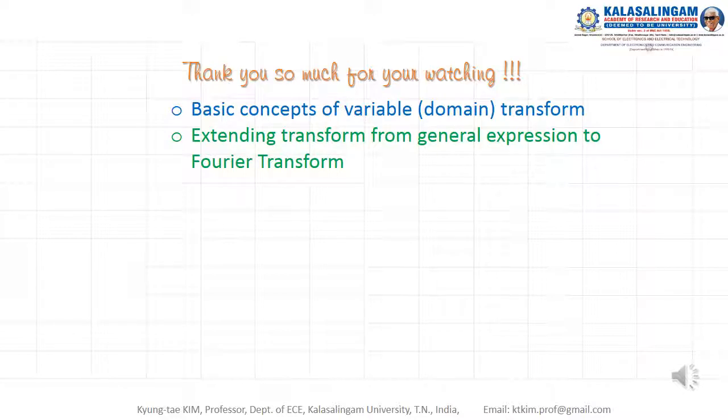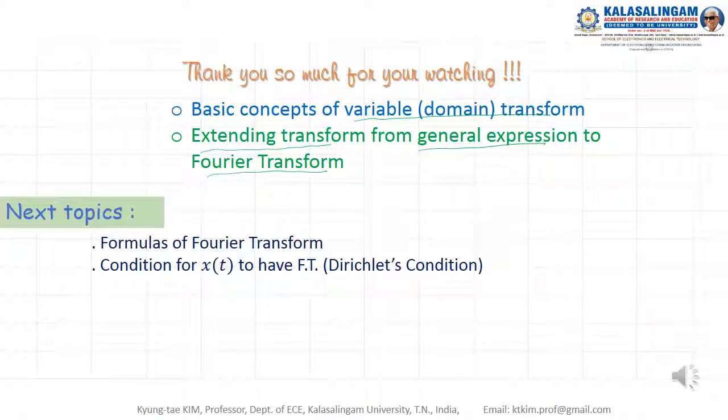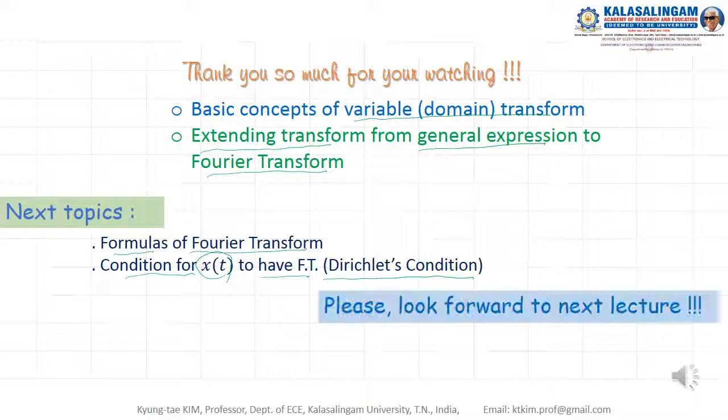Today I explained the basic concepts of a variable transform and how to extend the transform from the general expression to the Fourier transform. The next topic is the formulas of the Fourier transform in detail and the conditions for x(t) to have a Fourier transform. Sometimes we call these the Dirichlet conditions. Please look forward to the next lecture.